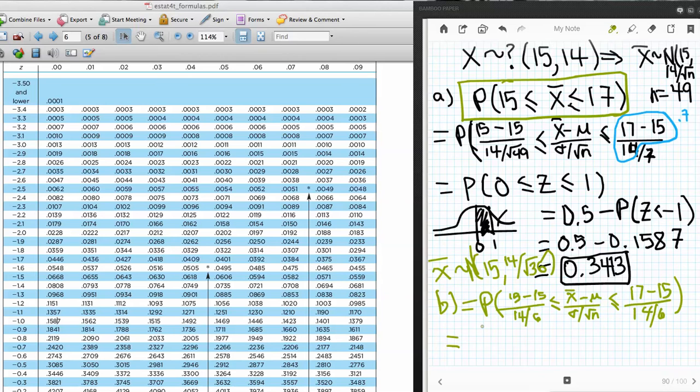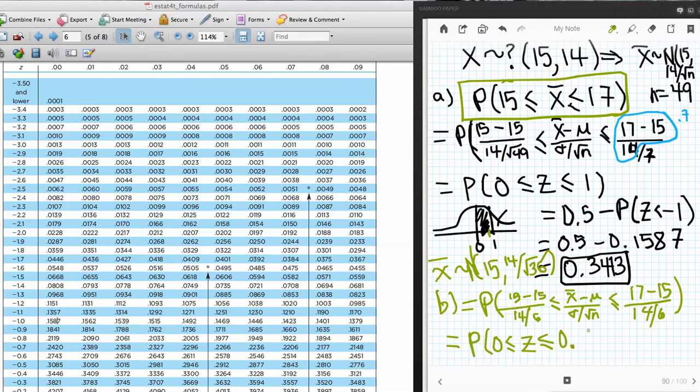So let's go ahead and do that. 17 minus 15 divided by 14, and then multiplied by 6. And that gives us 0.85. And so you see that it isn't as far out in the tail as it was before. It's more like right in here. We have a smaller area. So we have 0 is less than or equal to a standard normal z, which is less than or equal to approximately 0.86.